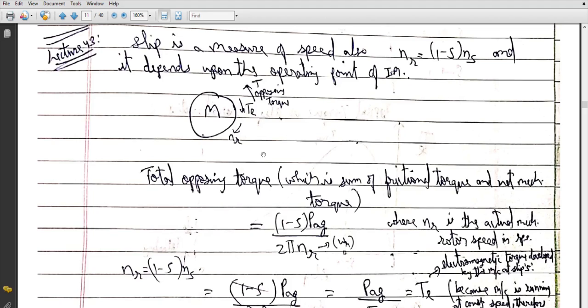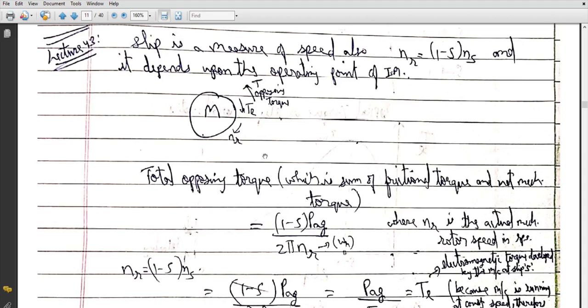So these things are very important, so pay attention to this. I'll also request you to go through these lectures again and again and understand these things. Now, we were talking, see, this is written, this total opposing torque is the sum of frictional torque and net mechanical torque. This mechanical torque is nothing but the torque required for rotating your external load that is attached on the shaft. Okay, that is your mechanical torque.